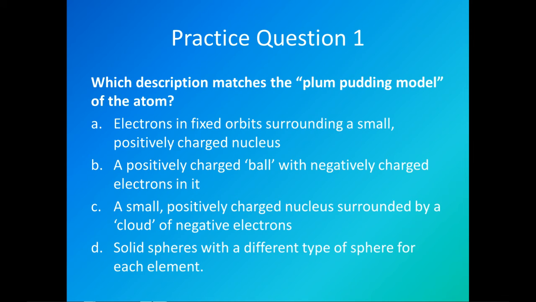Okay, so some practice questions. First one, very simply, is multiple choice. Which description matches the plum pudding model of the atom? Is it A, electrons in fixed orbits surrounding a small positively charged nucleus? B, a positively charged ball with negatively charged electrons in it? C, a small positively charged nucleus surrounded by a cloud of negative electrons? Or D, solid spheres with a different type of sphere for each element? So if you want to pause the video to read through it again and have a think about your answer.